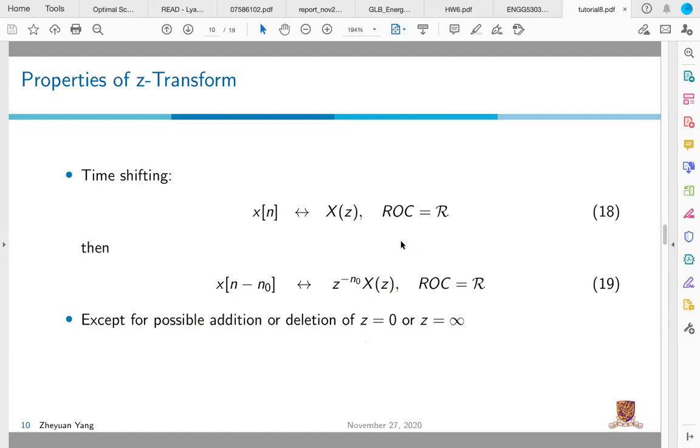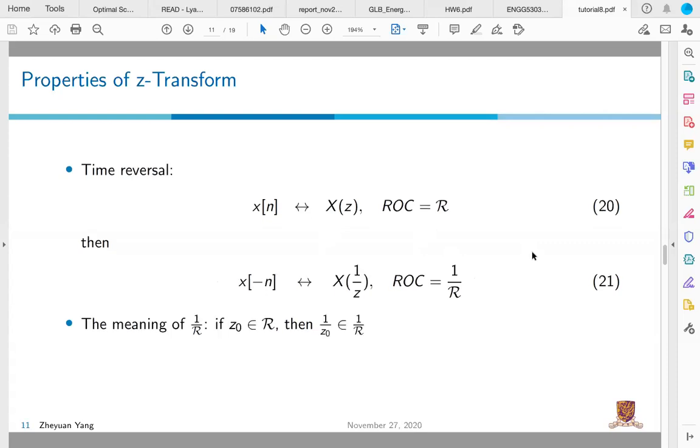So the operation of the shifting property is the same as in the discrete-time Fourier transform. The important thing is that you should remember whether the ROC is changed or unchanged when we talk about the properties of the Z transform.